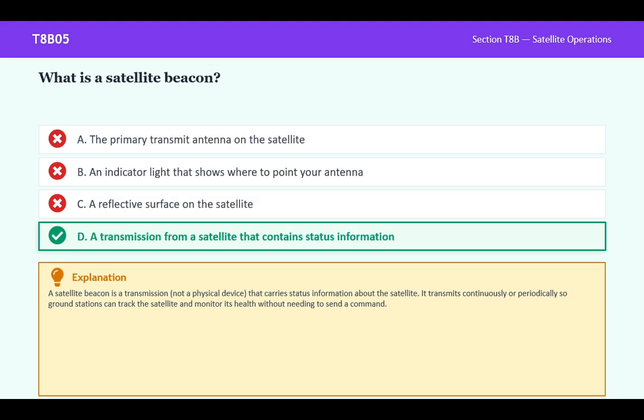What is a satellite beacon? D. A transmission from a satellite that contains status information. A satellite beacon is a transmission, not a physical device, that carries status information about the satellite. It transmits continuously or periodically, so ground stations can track the satellite and monitor its health without needing to send a command.